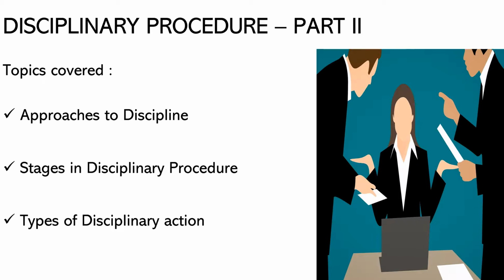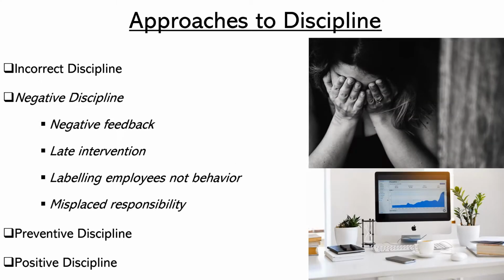So let's move on to the first topic, that is approaches to discipline. Now in approaches to discipline, there are 3 major approaches. First one is incorrect discipline, second one is preventive discipline, and third one is positive discipline.